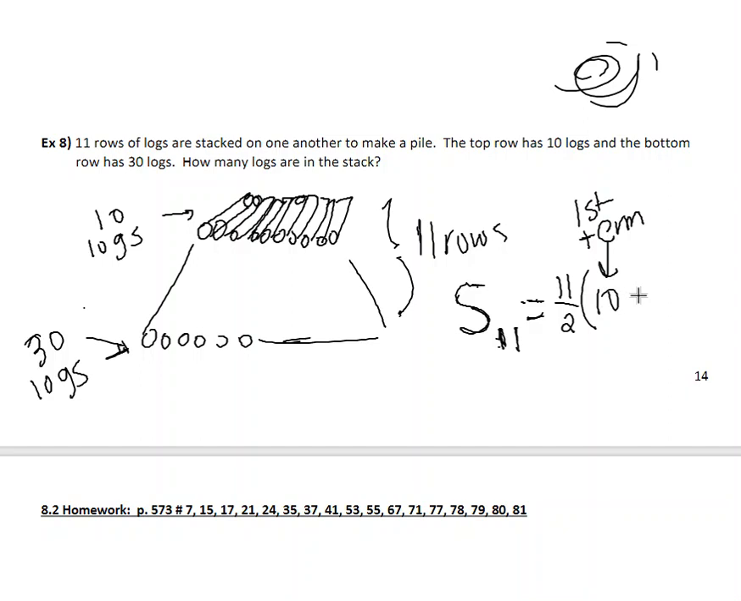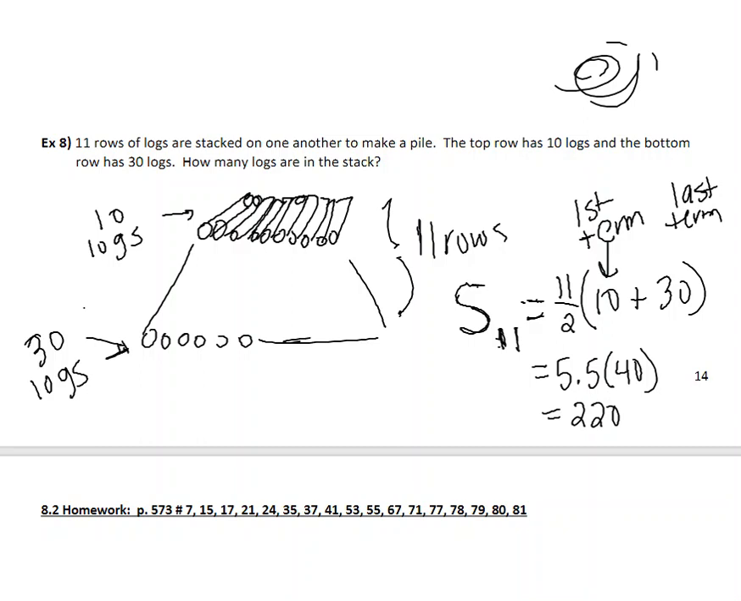So it is 10 plus the last term. And the last term in this situation is 30. And so then all you have to do is take 5.5 times 40, and you would end up getting 220 logs.